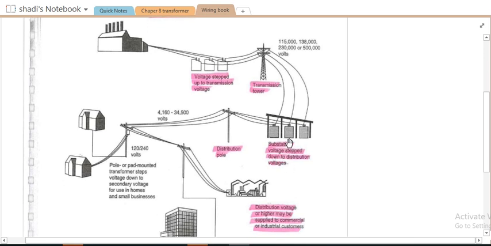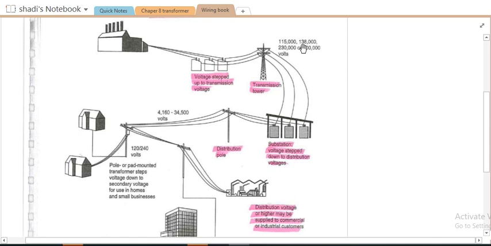The substation, the main part of the substation is the transformer, which is going to step down the voltage from the transmission line. As we can see here, the voltage level is like 138 kilovolt or 230 kilovolt, or it could be 500 kilovolt or 115 kilovolt or something like this. It depends on the distance the voltage will be taken from the generation to the load.